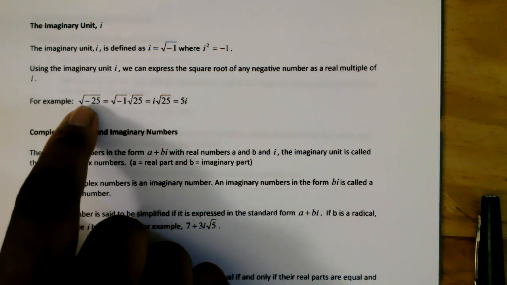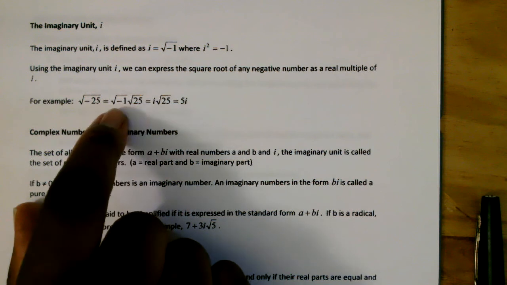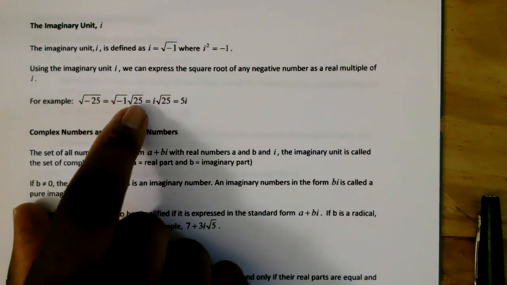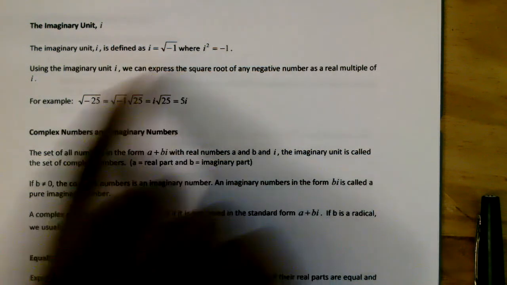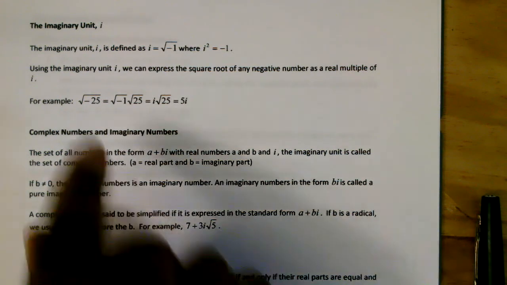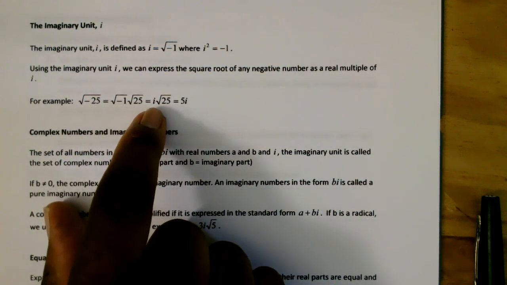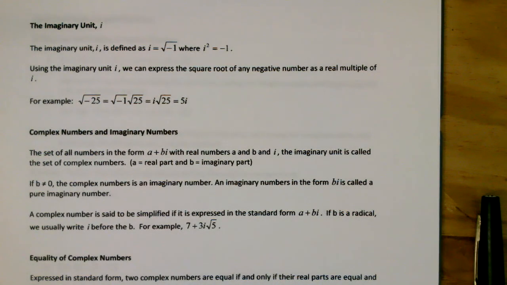Well, that negative sign means that there is a -1 in it. So I can break up the square root of -25 as the square root of -1 times the square root of 25. By this definition of the imaginary unit, where i is equal to the square root of -1, the square root of -1 gives me i, multiplied by the square root of 25. And I can find the square root of 25. That's going to be 5. So the square root of -25 will be 5i. Okay, so that's how we find the square root of a negative number.